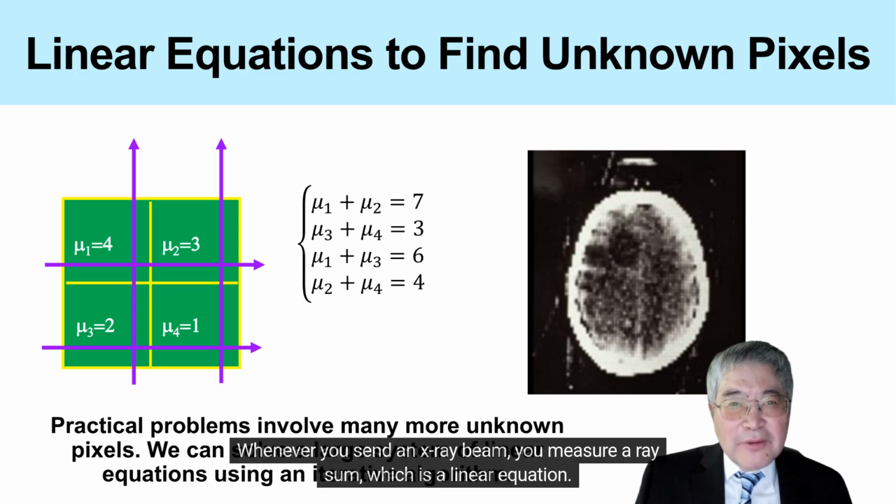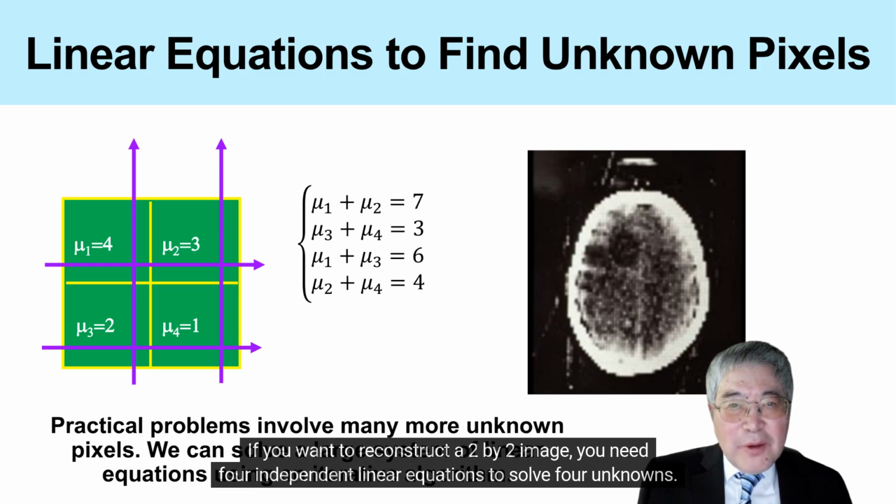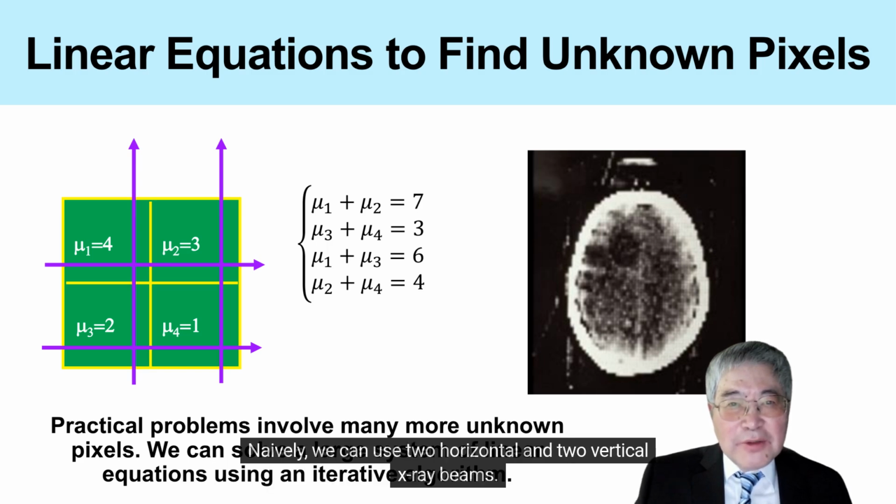Whenever you send an X-ray beam, you measure a ray sum, which is a linear equation. If you want to reconstruct a 2x2 image, you need 4 independent linear equations to solve 4 unknowns. Naively, we can use 2 horizontal and 2 vertical X-ray beams.